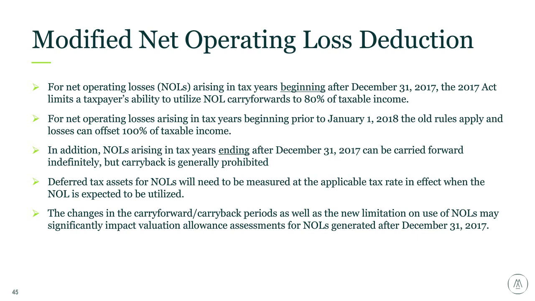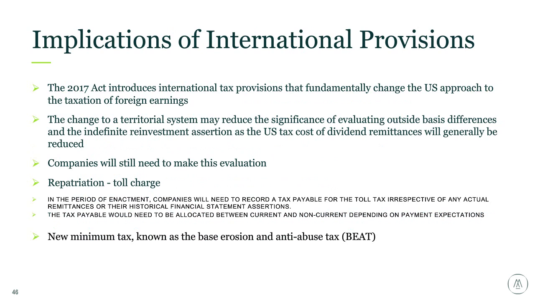Roy went into some detail on the international provisions. What I'll just say here is that amounts deferred that were significant may be coming down because of the toll charge and the inclusion in income. Where companies had an indefinite reinvestment assertion, that needs to be revisited in light of the new laws. So that evaluation will have to take place.